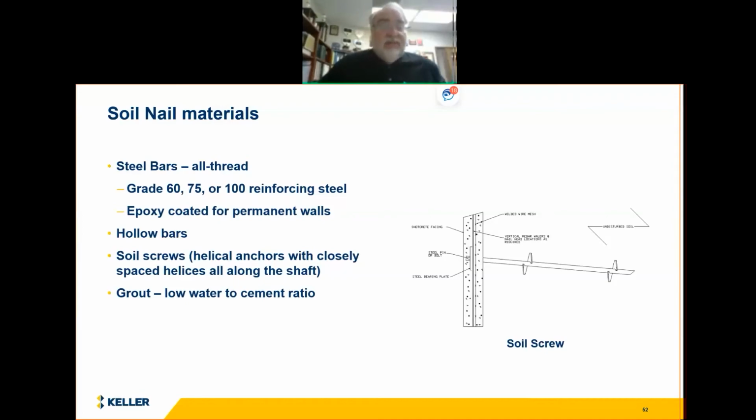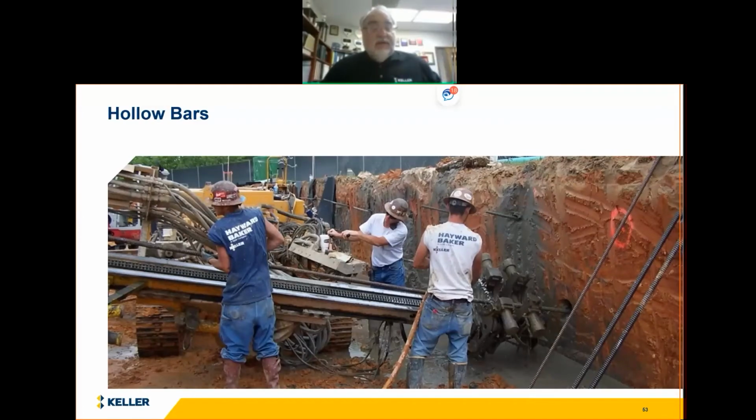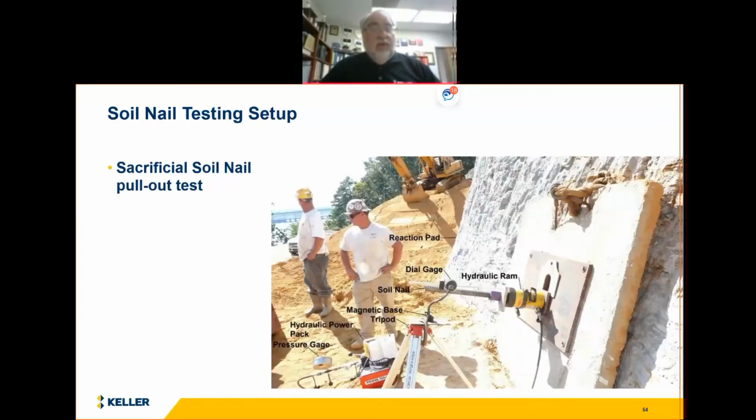And so we use the same cement grout here, the low water cement ratio grout in soil nails that we do in tieback anchors. This is an illustration of a project in Greenville, South Carolina, where we're using hollow bars. You can see they're stacked up on the side here. We're flushing them in with a stay in place sacrificial bit, and we flush the grout through the hollow middle of the bar, and it flushes out around, cleans the hole, and then it's just left in place. Very common these days.